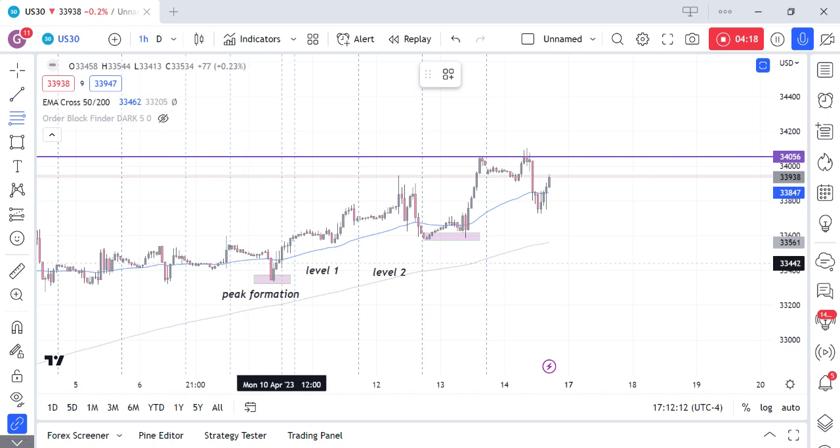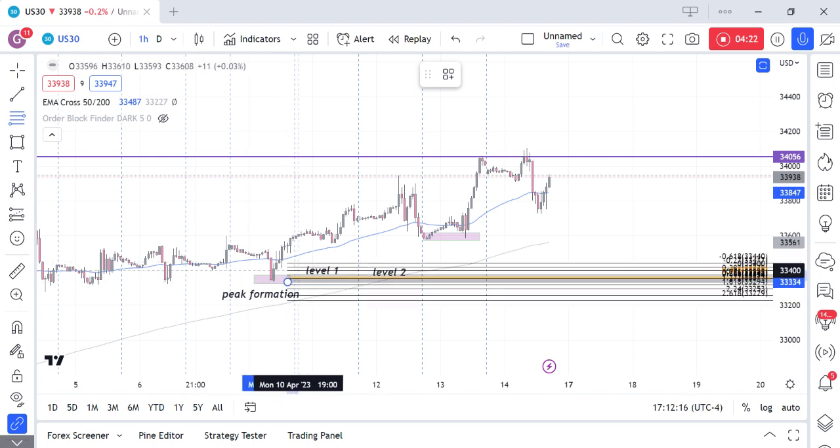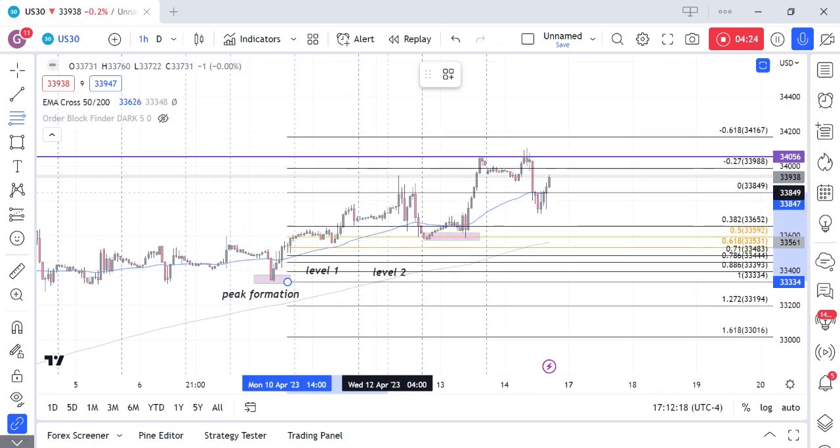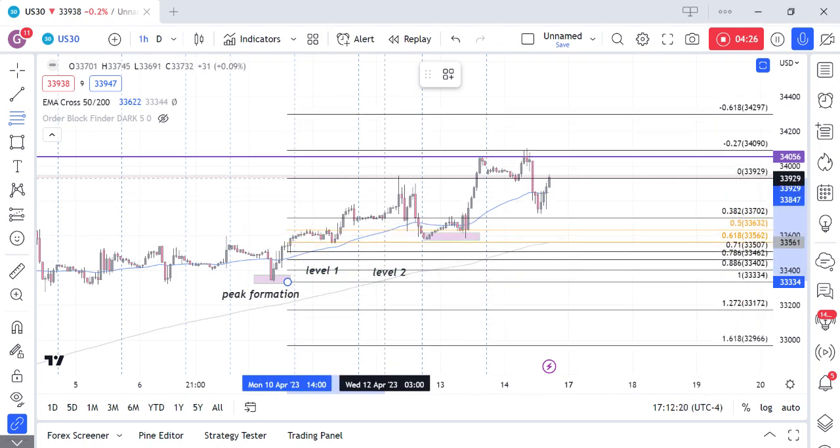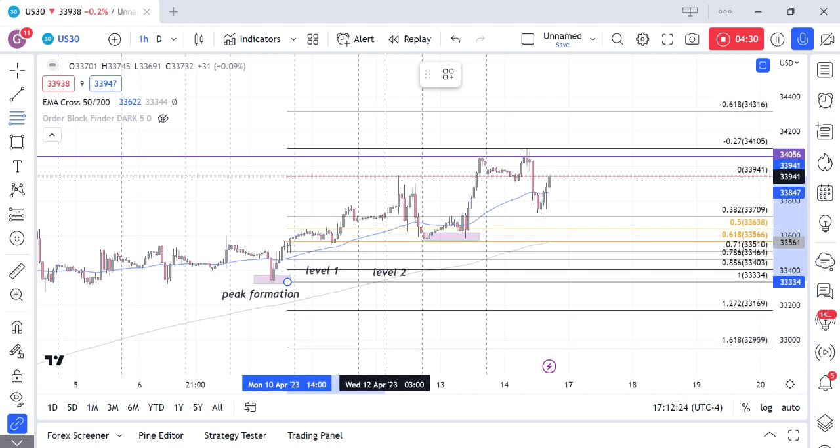So you put your fib right at the peak formation, from the peak formation low up to the peak formation high, or the highest point that it's been at. And we're talking about level two right now. All right, so price went up and it pulled back to the 618.